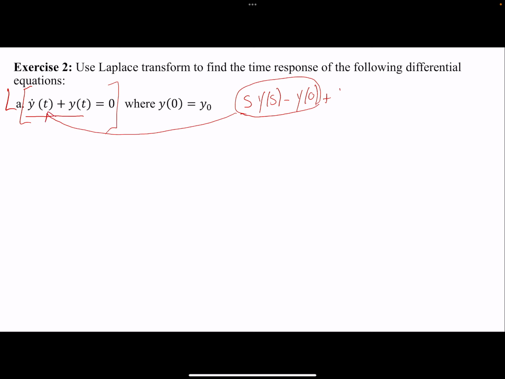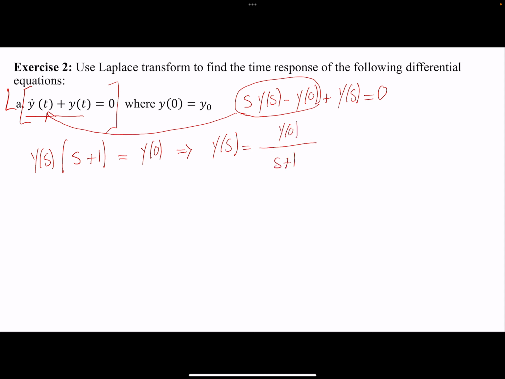And I have another component of y(t), which would be simply Y(s), equals 0. So if you look at it, I have Y(s), so I can rearrange my equation. I can write Y(s) and then have (s plus 1) equals y(0). That's the initial condition. I'm interested in finding the value of Y(s), so I rearrange it based on Y(s). I have y(0) over (s plus 1).